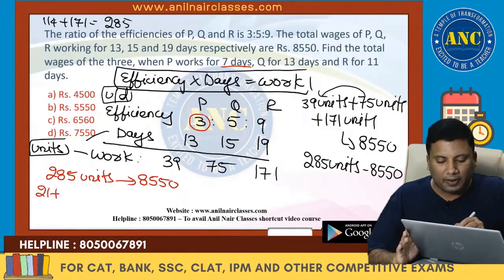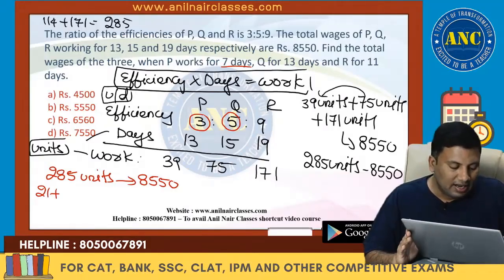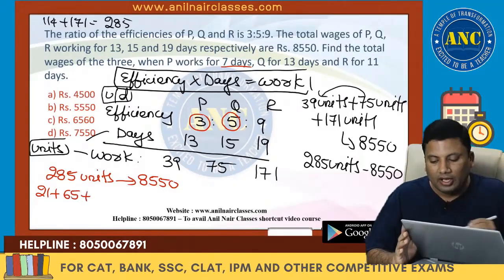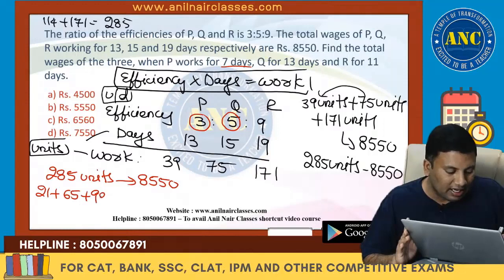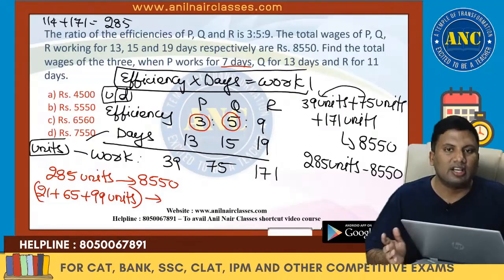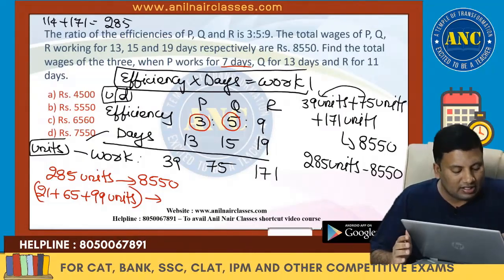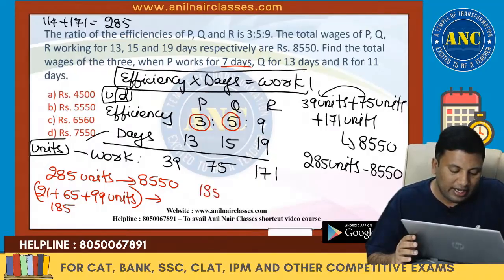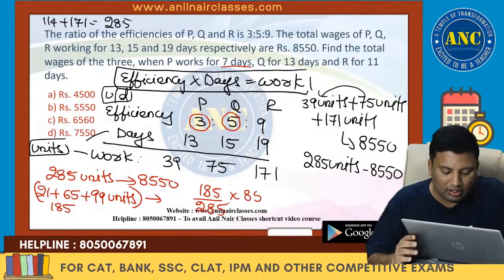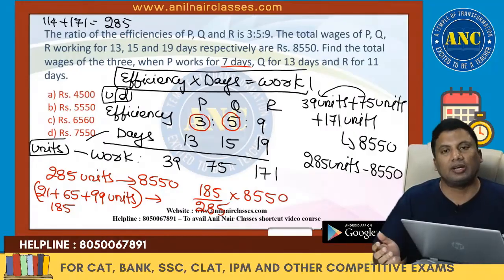Q does 5 units per day, every day 5 units, 13 days, 65. R does 9 units per day, 11 days, 99 units. How much is the total? 285 units is 8550. Here 21 plus 65 is 86, 86 plus 99 is 185. So the answer is 185 by 285 into 8550. Easy question based on the concept.